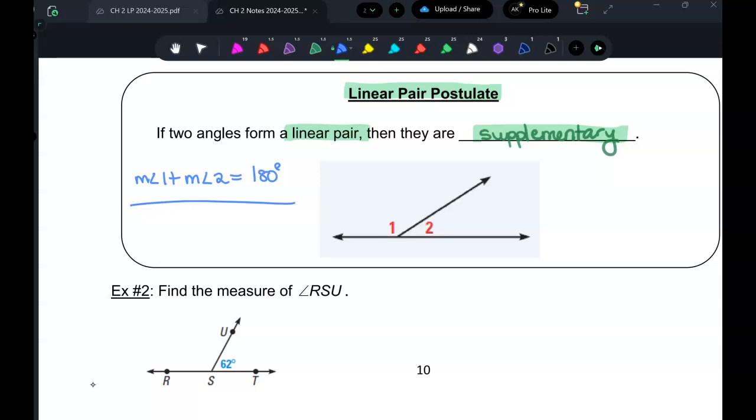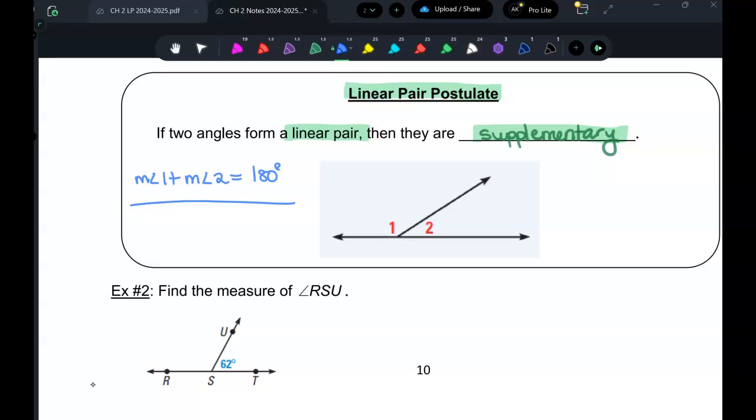For a second, they were asking which one it is. I think it's like the middle, the center one. Does it make sense that these are supplementary? Yeah, because you see a line, the arrow going up. Okay, so it has to be.